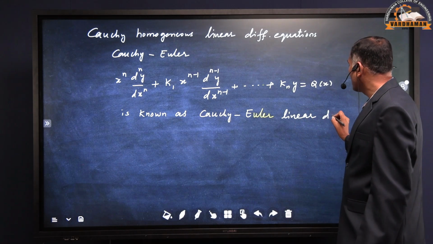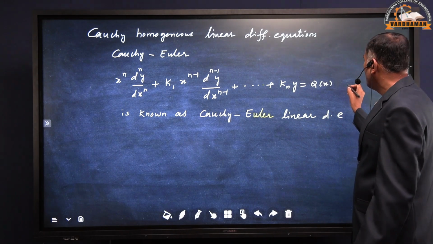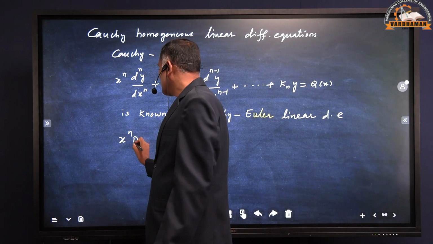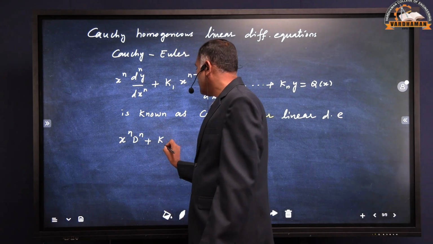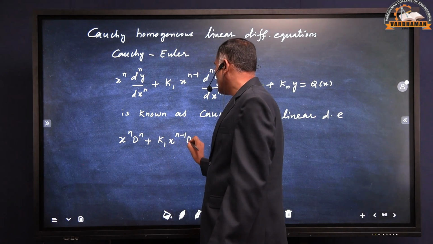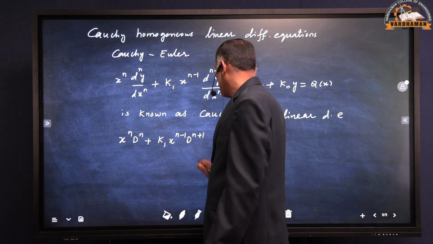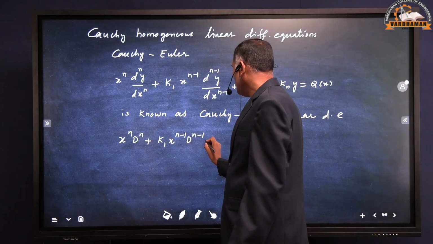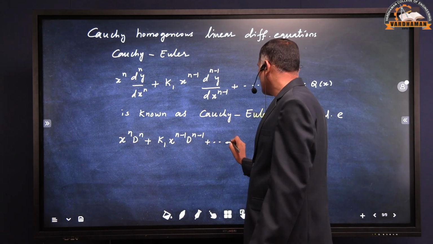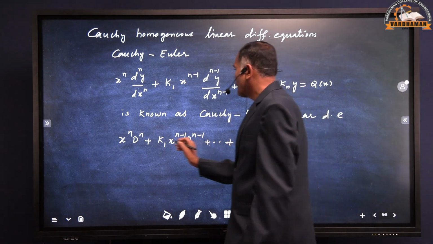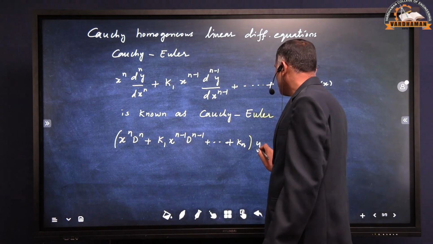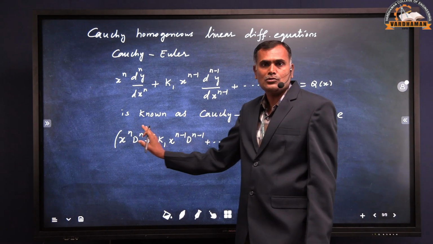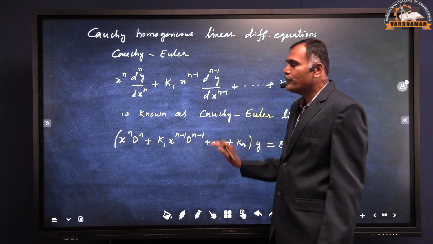linear differential equations. This can be written in operator form as like this. Already we have discussed how to write a given differential equation in operator form. This differential equation is known as Cauchy-Euler linear differential equation.